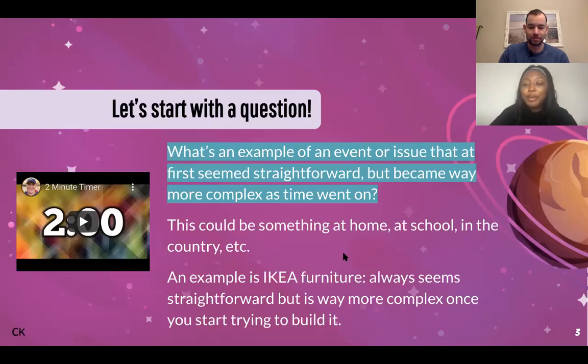All right, awesome. So I'm going to get us started on our first Slack question of the evening. What's an example of an event or issue that seemed straightforward at first, but became way more complex as time went on? So this could be about anything from home to school, the country. A good example that's on the slide would be IKEA furniture. Always looks really simple, usually turns out to be something else. And you guys can go ahead and start sending your messages into the Slack. We'll be reading them out.